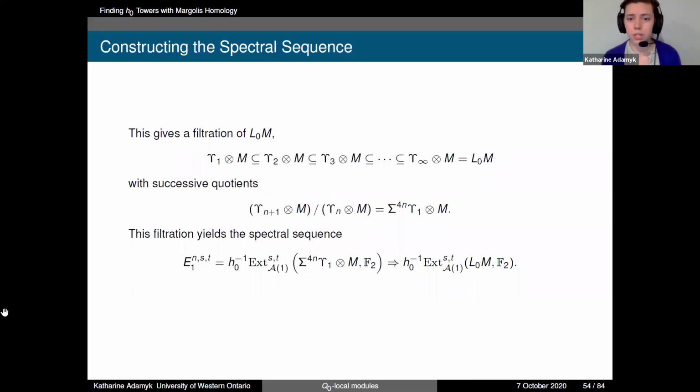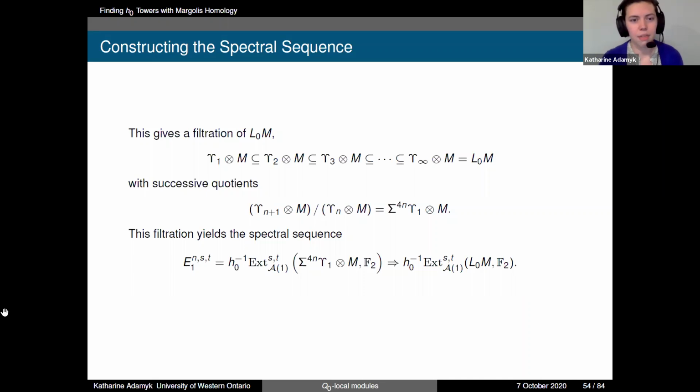And the successive quotients are going to look like some suspension of the one Seagull tensor M, because that's the difference between the n Seagull and the n+1 Seagull. I've just added a new one Seagull. This filtration gives me the spectral sequence described here. And you might notice it doesn't really look like the spectral sequence I promised you. So there's some work to do to identify this as the spectral sequence that we want.